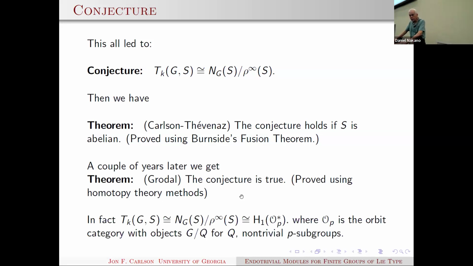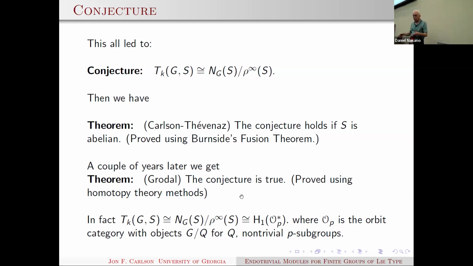What he actually showed is that this TKS, this group of endotrivial modules, is isomorphic to the H1, the first homology group of the orbit category of the group G. The orbit category is the category with objects G mod Q for Q a non-trivial p-subgroup, and whatever morphisms you can get by conjugation and inclusions. So Jesper was able to finally prove this. But this is the method.